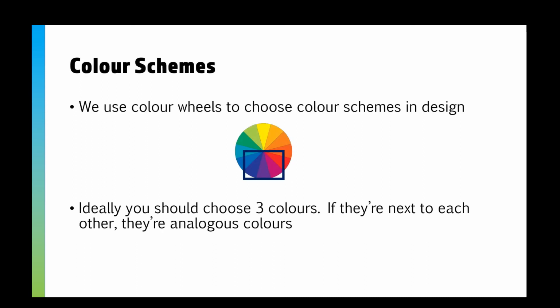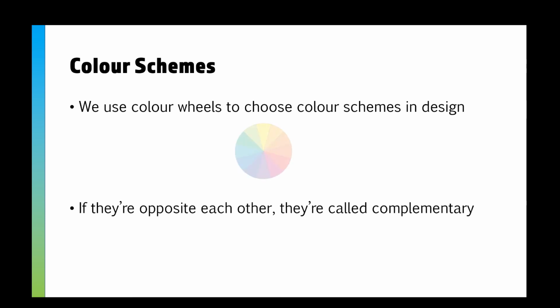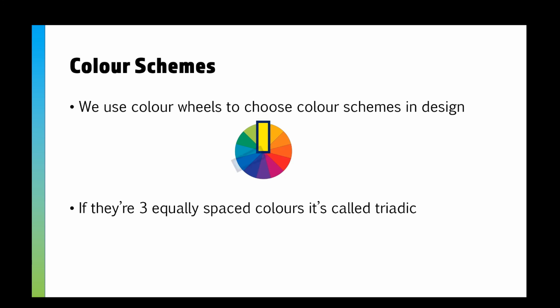If we have 3 colours next to each other on the colour wheel, so you see we've got the blue, purple and pinky colour, that's what's called analogous colours or analogue colours. We've got 3 next to each other. Then we might have a complementary colour scheme where we pick 2 colours opposite each other, like yellow and purple, blue and orange, green and red. That's a complementary colour scheme. And then if we pick 3 colours equally spaced around the colour wheel, it's called a triadic colour scheme.